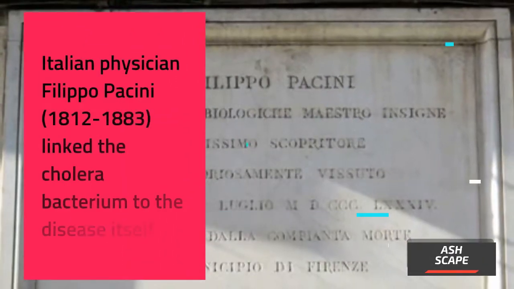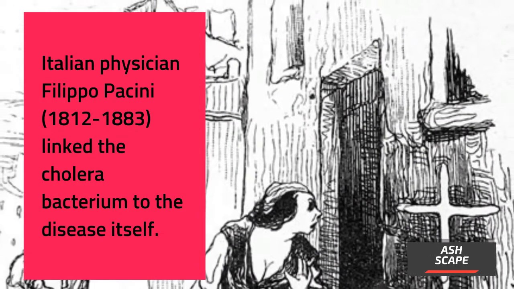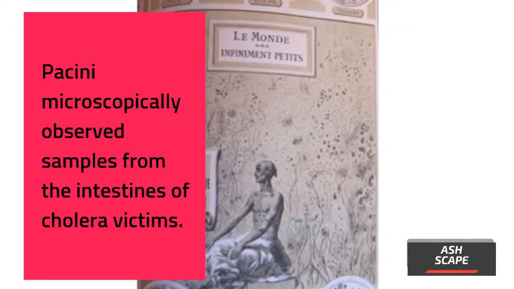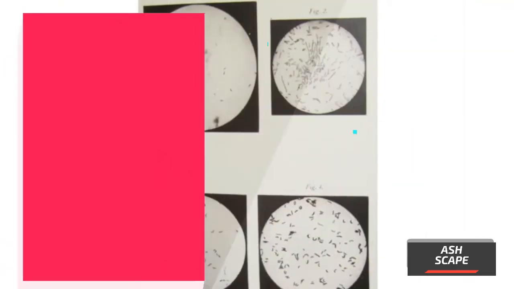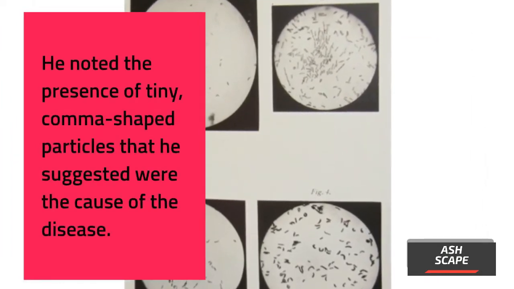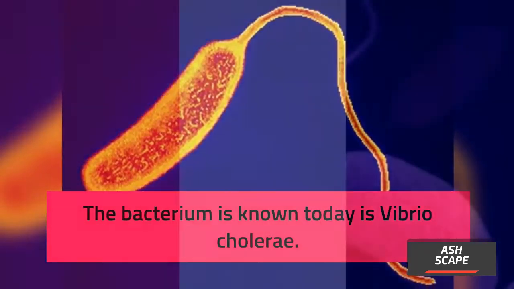Italian physician Filippo Pacini, 1812–1883, linked the cholera bacterium to the disease itself. Pacini microscopically observed samples from the intestines of cholera victims. He noted the presence of tiny, comma-shaped particles that he suggested were the cause of the disease. The bacterium is known today as Vibrio cholerae.